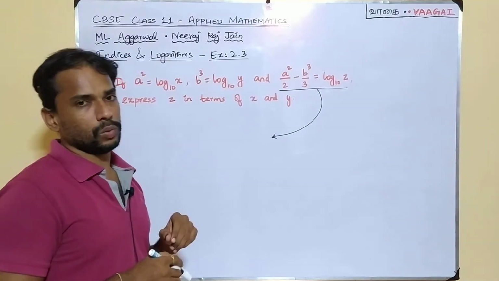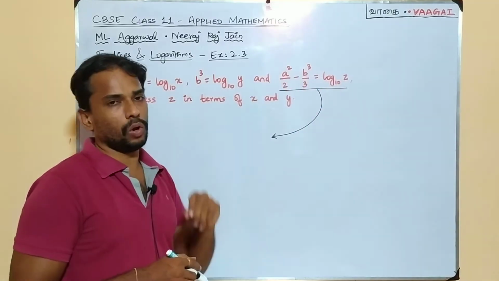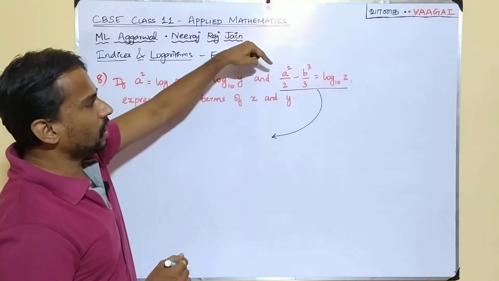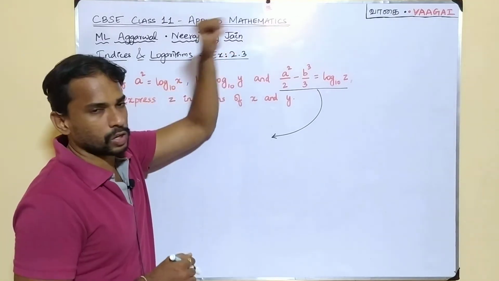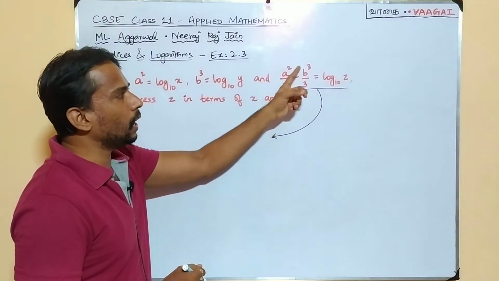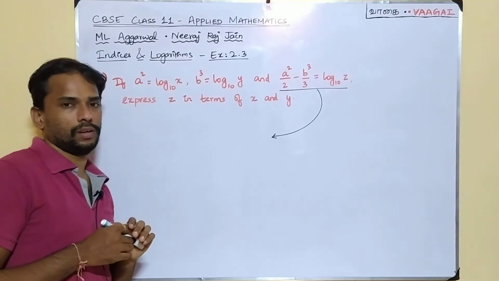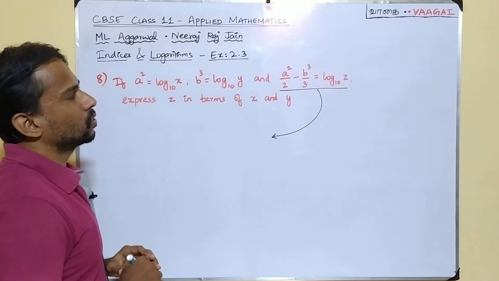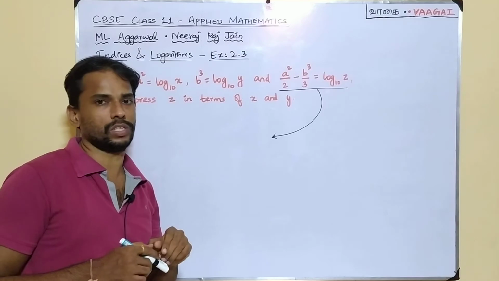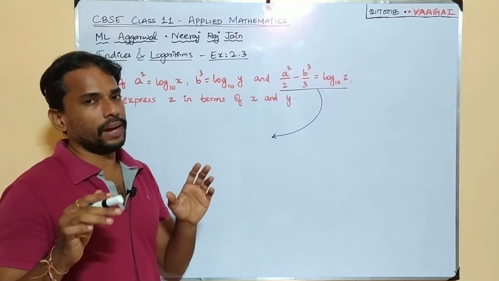Just carefully see what is given to us. We have a square by 2 minus b cube by 3 is equal to log z to the base 10, right? Okay, fine. And also here we have a square and here we have b cube. Now if you carefully look at those two expressions, we have a square and b cube already given in terms of x and y respectively. Is it or not? Yes, fine. So that means we are going to substitute these relations here in this equation. Fine. Okay, shall we do that? Yes, I hope you are able to understand. The idea is clear to you.